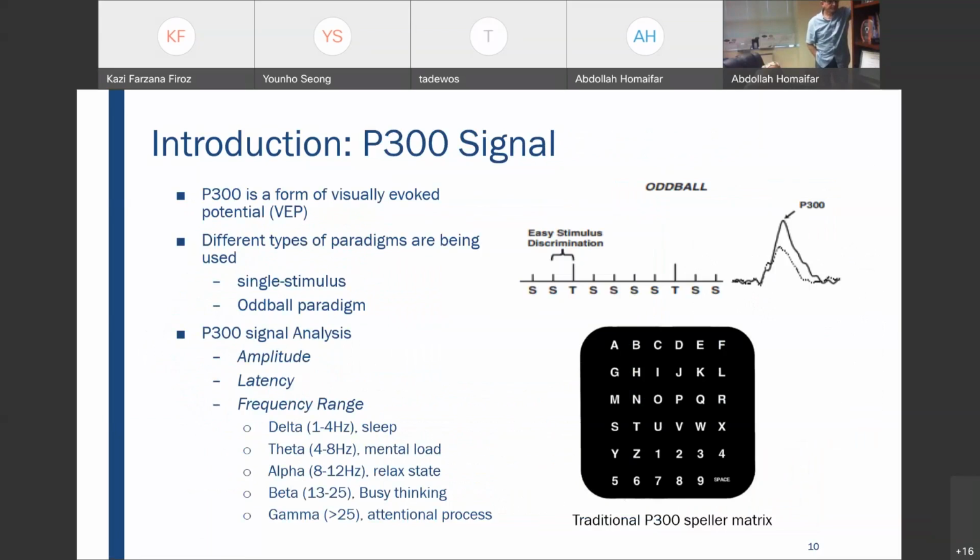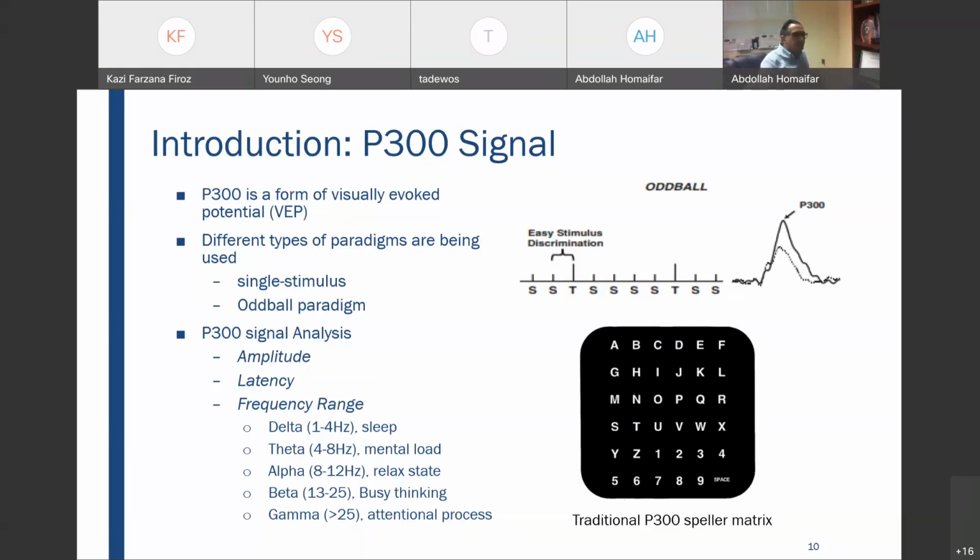In EEG study, the P300 signal is a very highly discussed and studied area. P300 is a form of visual evoked potential. So when somebody uses EEG related to visual responses, P300 gives lots of information.